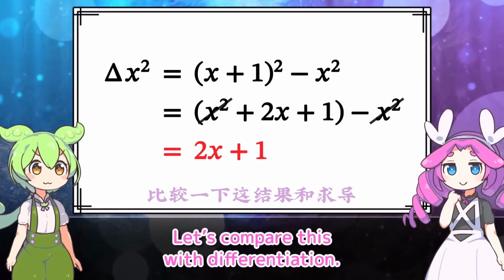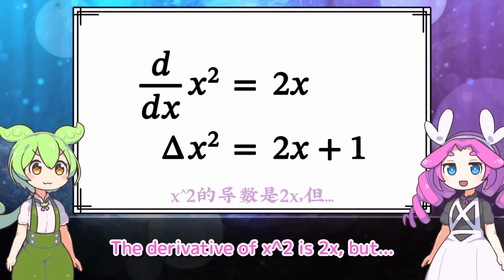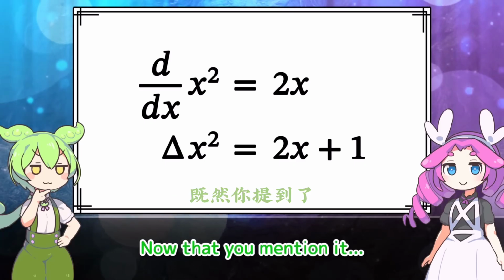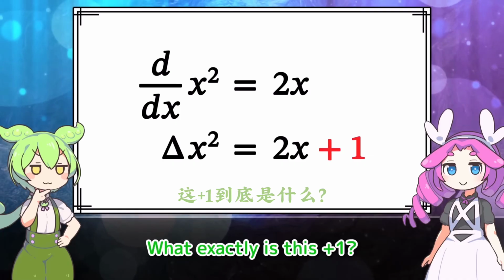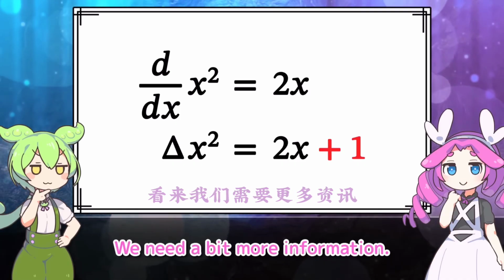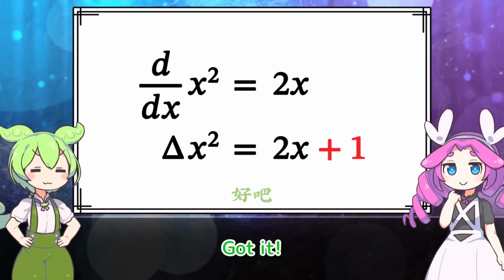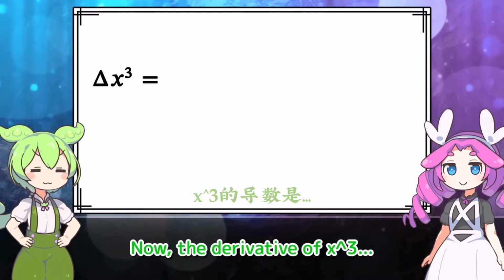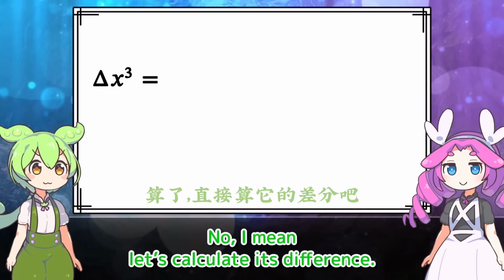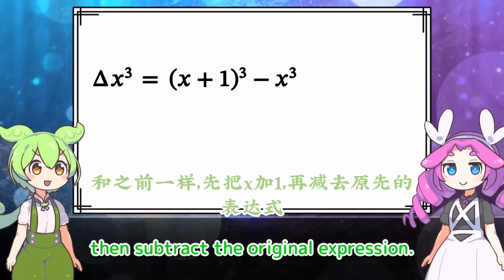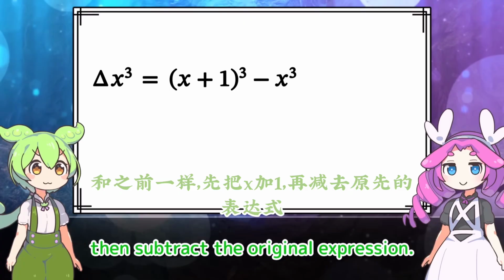Let's compare this with differentiation. The derivative of x squared is 2x, but the difference of x squared is 2x plus 1. Now that you mention it, what exactly is this plus 1? We need a bit more information. Let's calculate the case of x cubed as well. Got it. Now the derivative of x cubed, let's calculate its difference. Just like before, first add 1 to x, then subtract the original expression.